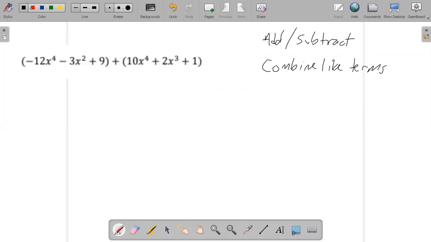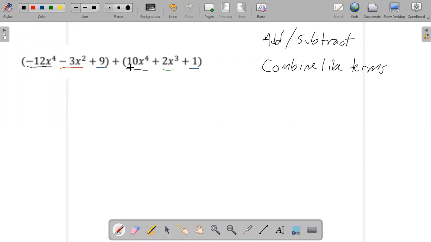That's pretty much it. So what I like to do before I get started is identify the terms that are alike. I can see that I have a negative 12x to the fourth and a 10x to the fourth. They both have an x to the fourth attached to them. The next thing that I look at here is I see a negative 3x squared. I don't see any other x squareds anywhere, so I can't do anything with that. I also see that I have a 9 and a 1. Those two things are alike because they don't have any x's. And then finally, the last one is this 2x to the third. So I can see that I have some that are alike and some that are not alike, so I can only combine the ones that are alike.